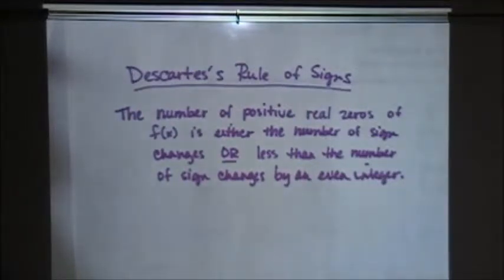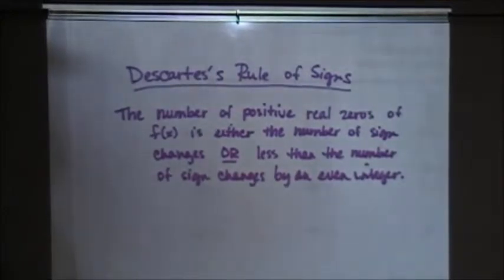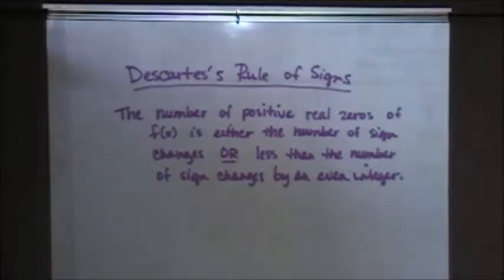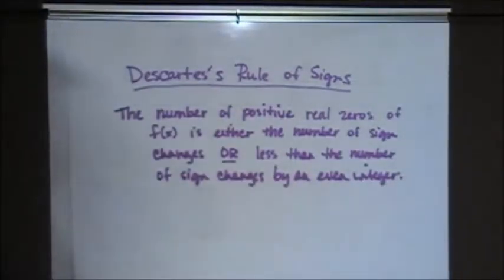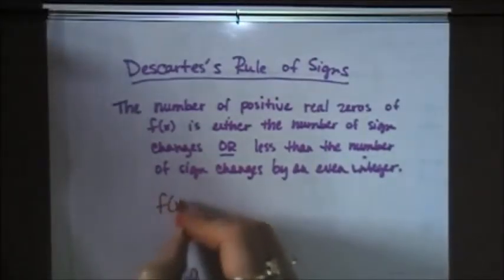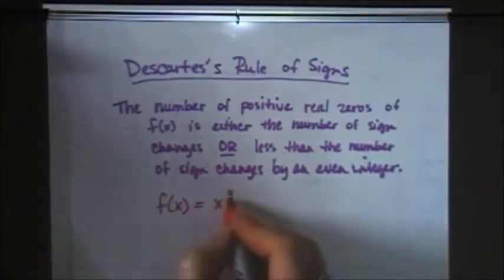But this is the rule of signs for positive real zeros. The number of positive real zeros of f of x is either the number of sign changes or less than the number of sign changes by an even integer. So let me give you an example because it'll make more sense once you actually see an example.